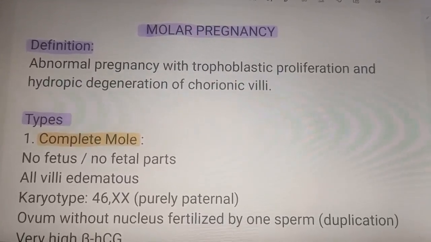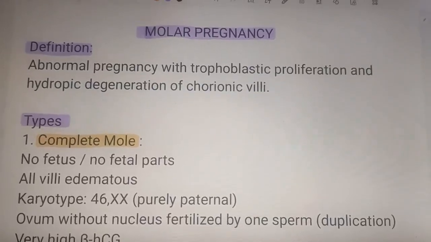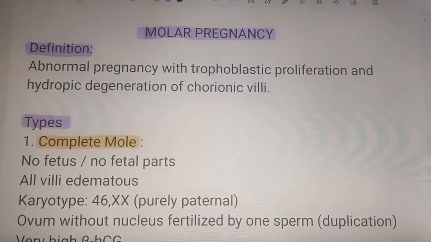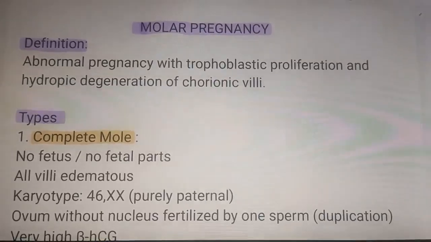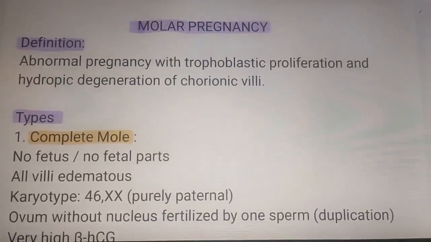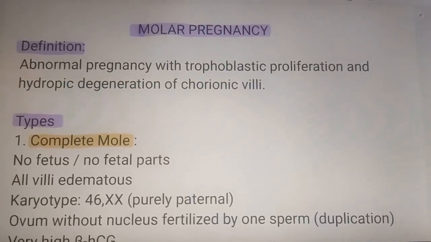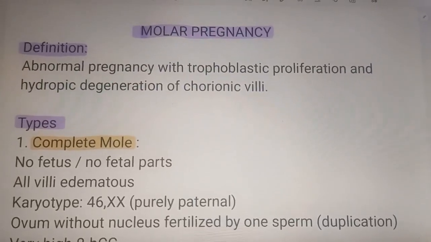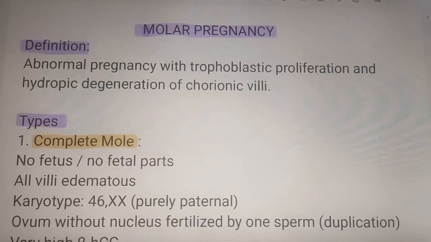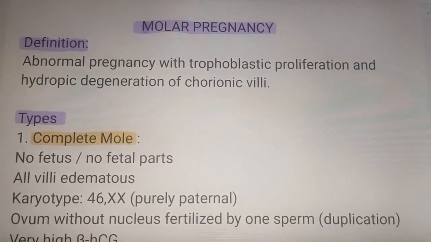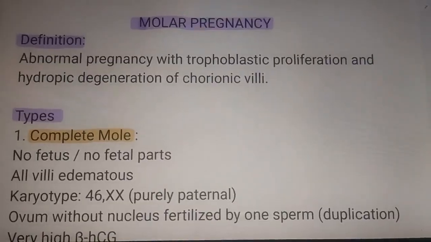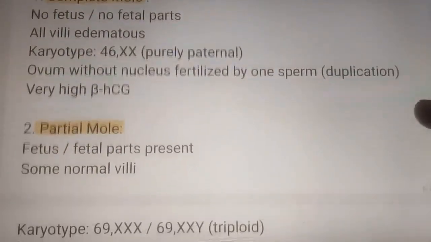Let's start with today's topic, that is molar pregnancy. This definition is according to DC Dutta. It is the abnormal pregnancy with trophoblastic proliferation and hydropic degeneration of chorionic villi. When trophoblastic proliferation doesn't give any space for the inner cell mass to grow, it means no fetal tissue, and it forms the complete mole. And when it gives some space to the inner cell mass to grow, there are some fetal tissue, known as the partial mole.